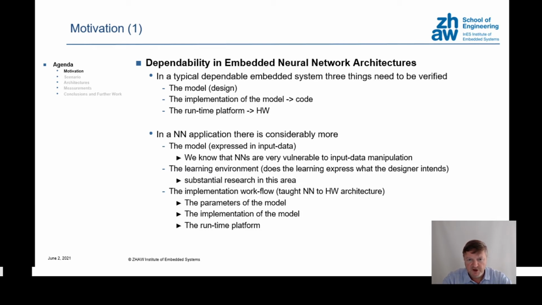Then we have the area of the learning environment. Does it actually do what the designer intends? And what we see here are iterative processes where the designer attempts to achieve, say we're in classification, a 90%, 97%, 98% recognition of the test data that he or she presents to the taught neural network. Again, we have the issue of bias here. Then there's also the implementation workflow. That is, I have a neural network, it's been trained on a substantial machine, and I have to convert this to something that's going to run on an embedded runtime platform.